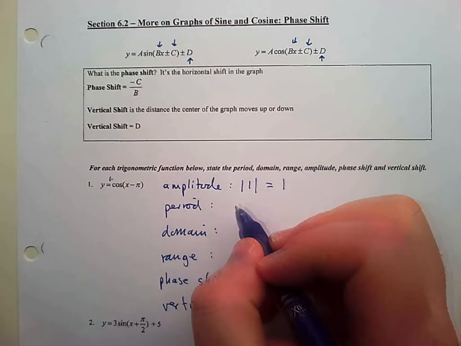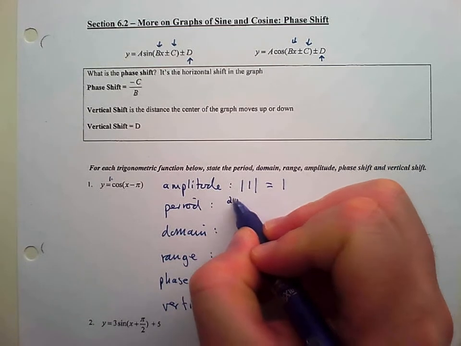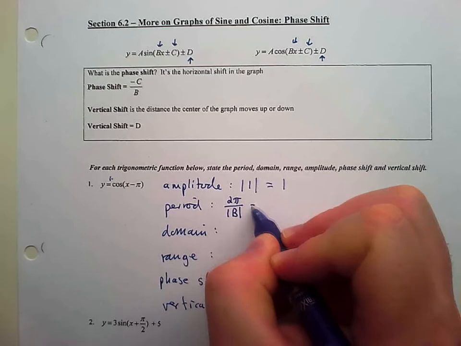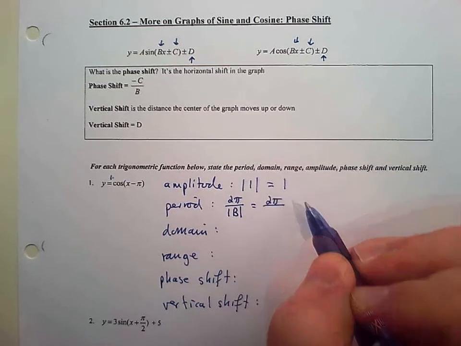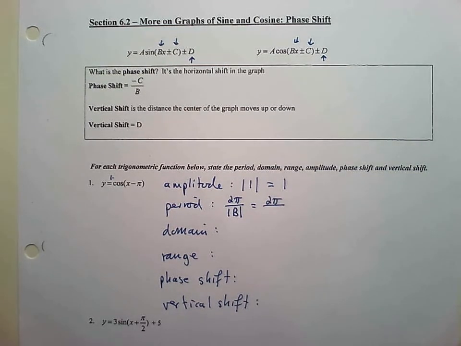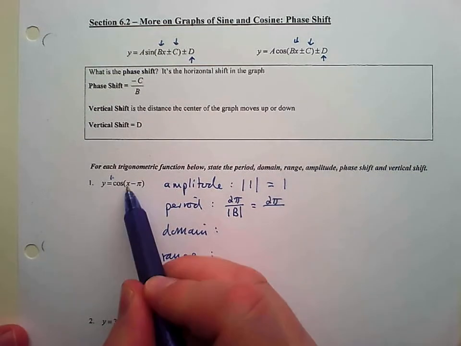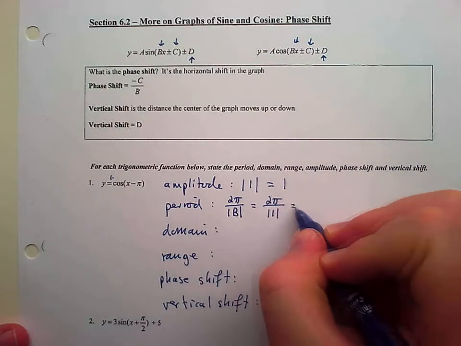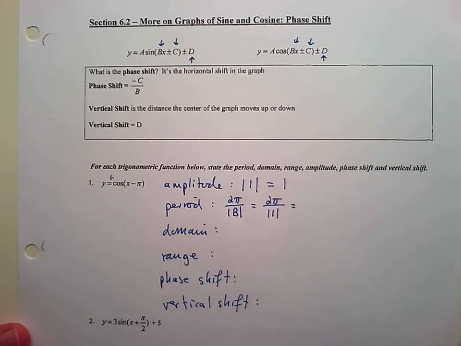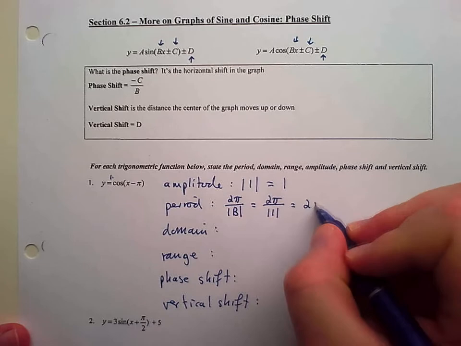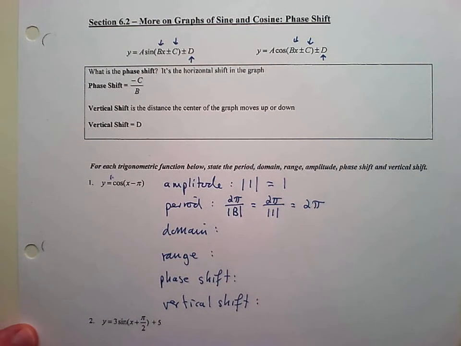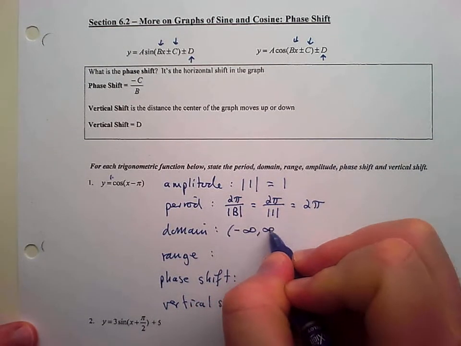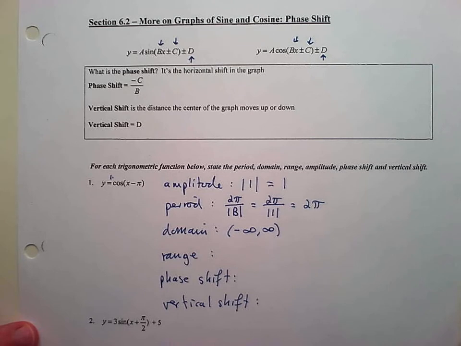The period for both the sine and the cosine function is given to us by 2 pi over the absolute value of B, B being the value that we're multiplying to this x right here. Again, the value that we're multiplying to it is just 1, so you can think of this as 2 pi divided by the absolute value of 1, or simply equal to 2 pi. Again, the domain for our sine and cosine functions is always from negative infinity to positive infinity.